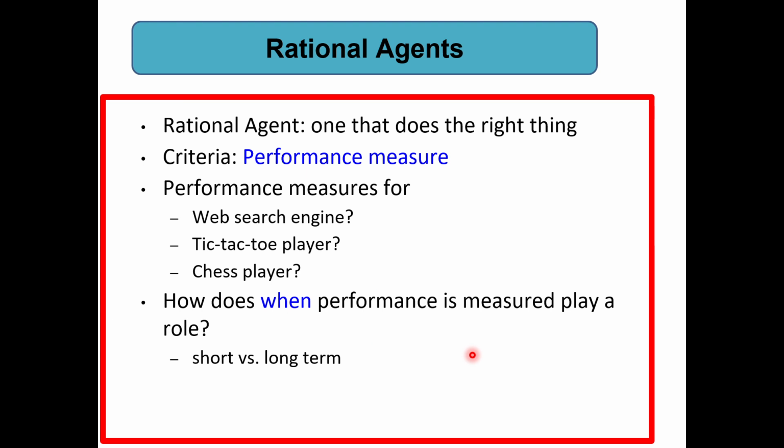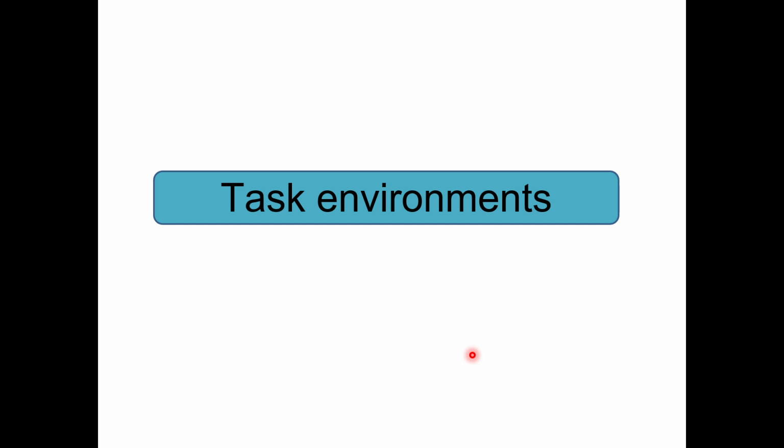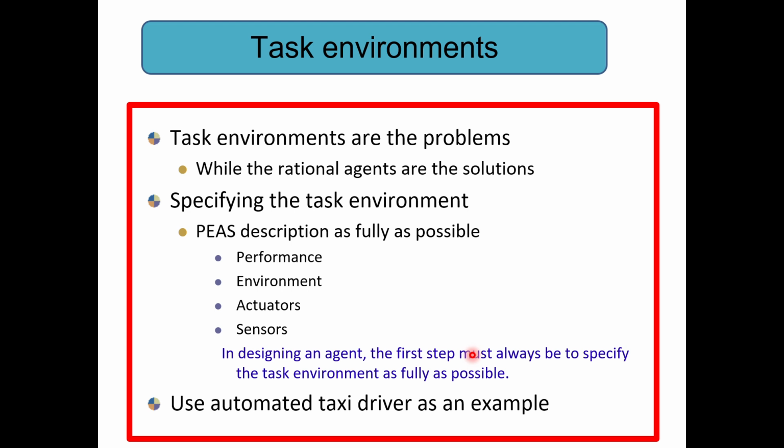So, how does performance measurement play a role? Maybe short term or long term. The rational agent is one that does the right thing, and every entry in this agent program, whatever it's doing, is correct. Then task environments: we already discussed PEAS, the performance measure, environment, actuators and sensors. Here the rational agents can be measured using these four.